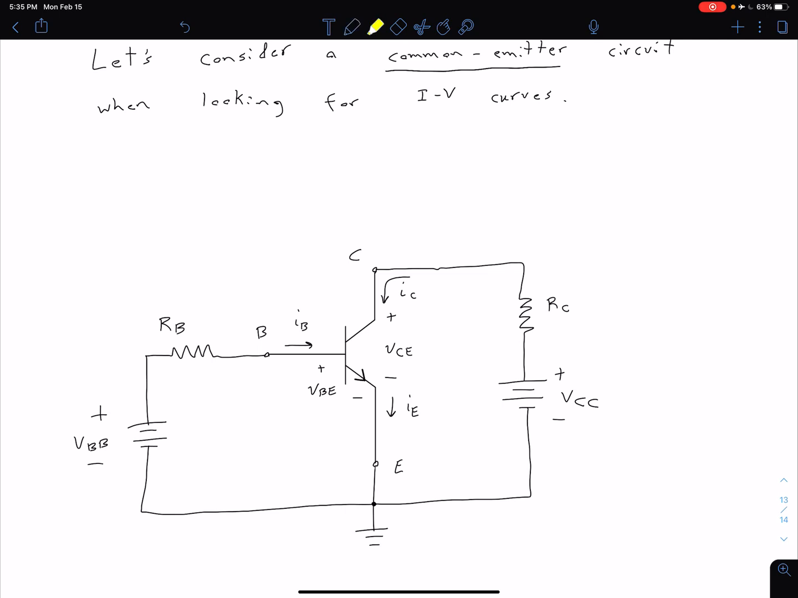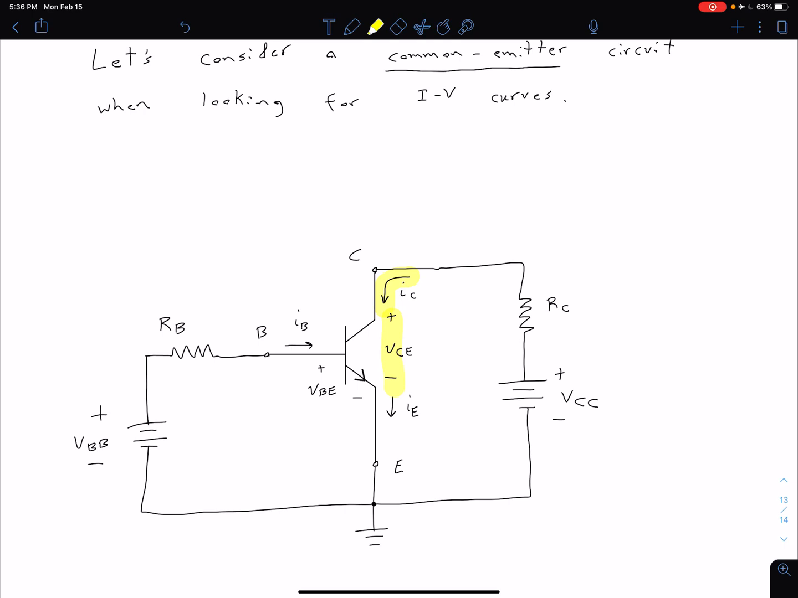We have this VBB and this VCC, and what those are doing is biasing our transistor so it can be in various modes. We've talked about how to bias it to be in forward active mode, but of course as we change those voltage values, the two highlighted values, we can change the operation mode. What we're going to be interested in plotting is this collector current, I sub C, as a function of this collector-emitter voltage, V sub CE.